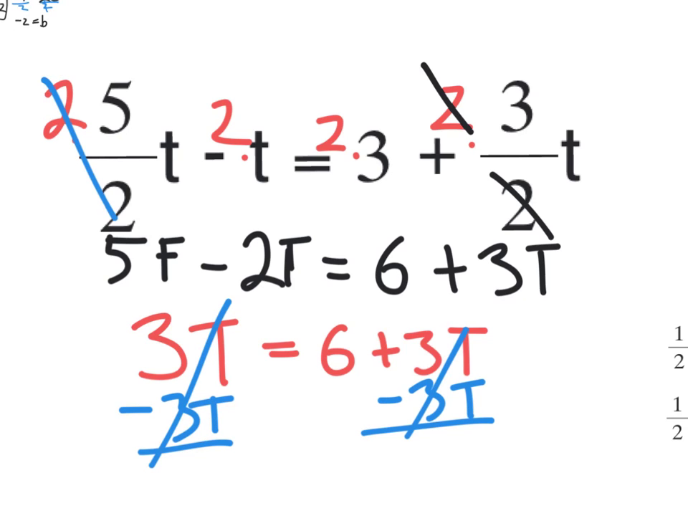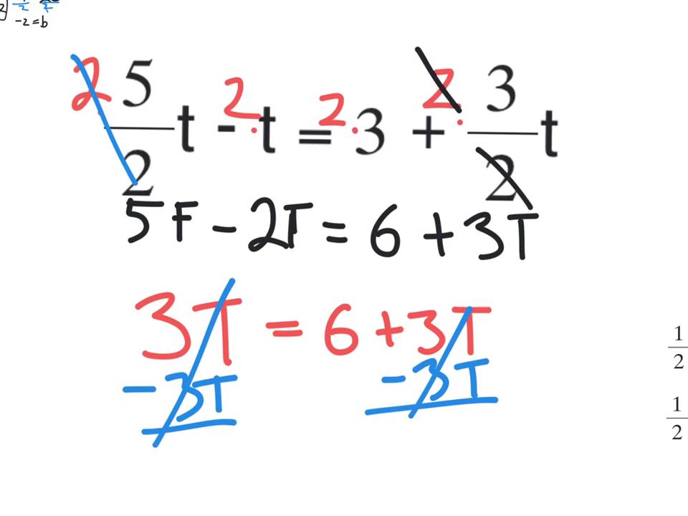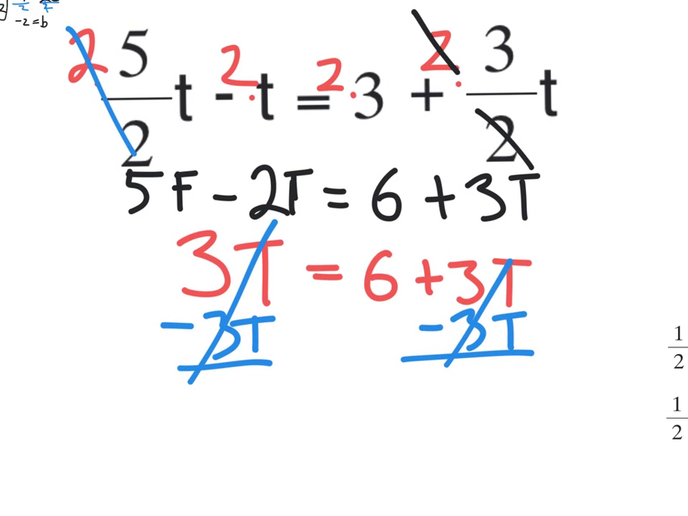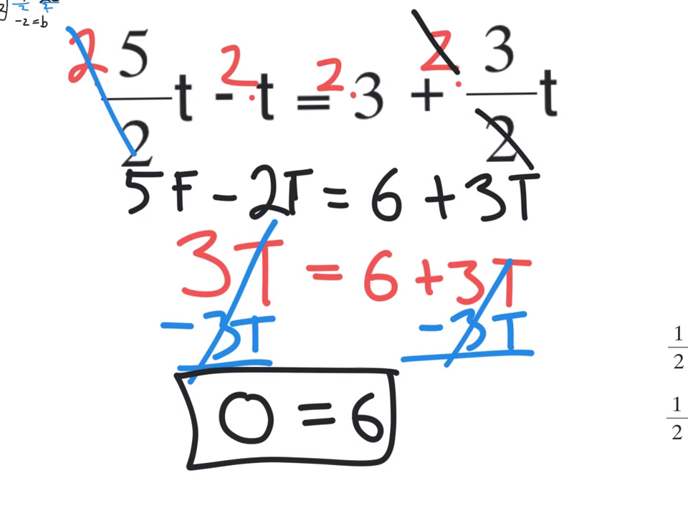Ladies and gentlemen, that does pose a problem. Sorry. The problem is that you end up with 0 equals 6. And we all know that that's an impossibility. So what do we say? No solution. No solution.